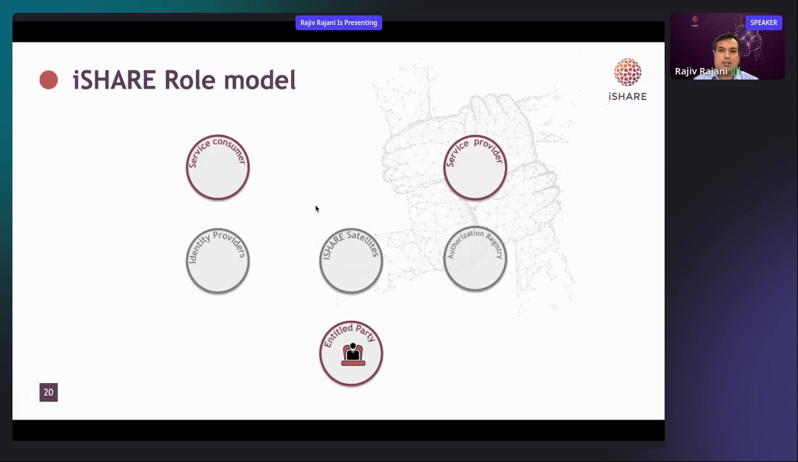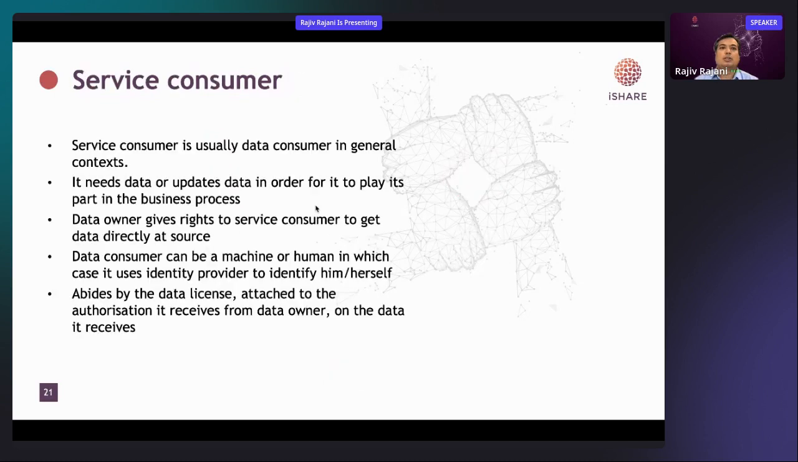And the authorization registry, which is basically where the entitled party stores all the policies for the consumer to have access to certain data sets from the provider, right? Let's take a deep dive into each of the roles.